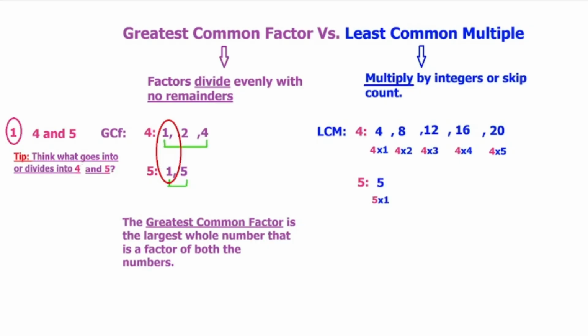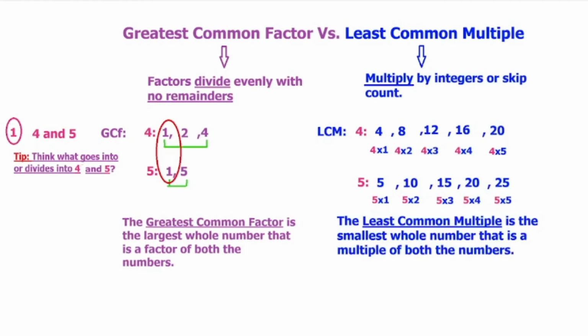We start with 1. 5 times 1 is 5. 5 times 2 is 10. 5 times 3 is 15. 5 times 4 is 20. 5 times 5 is 25. So the least common multiple is the smallest whole number that is a multiple of both the numbers. So the only one that I see here is 20, okay? So that is the LCM for 4 and 5.